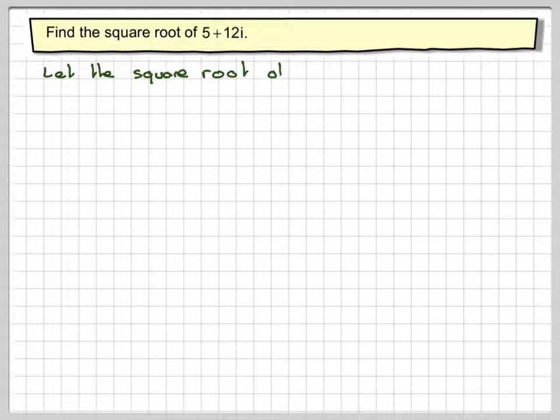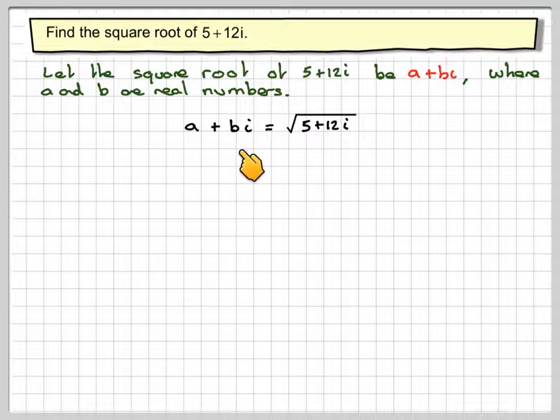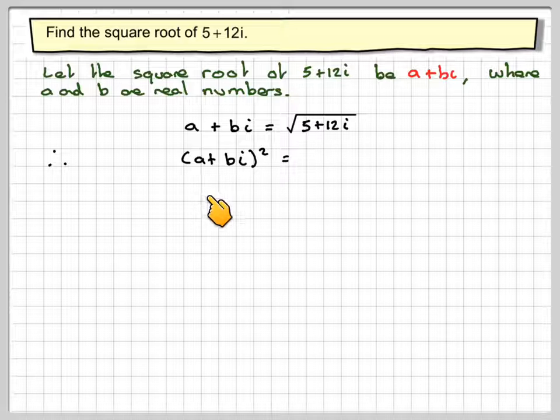So if you let the square root of 5 plus 12i be a plus bi, where a and b are real numbers, which is the general form of a complex number, then we want a plus bi to equal the square root of 5 plus 12i. If we square both sides, we get (a plus bi) squared is equal to 5 plus 12i.